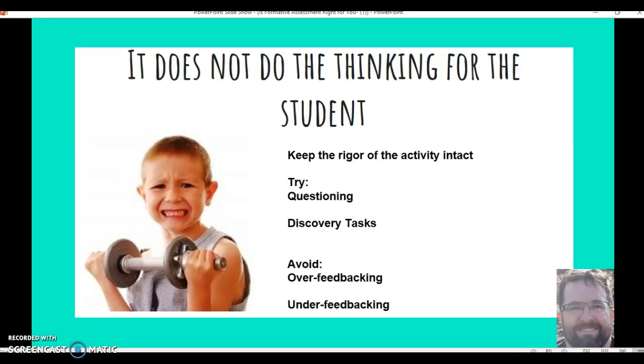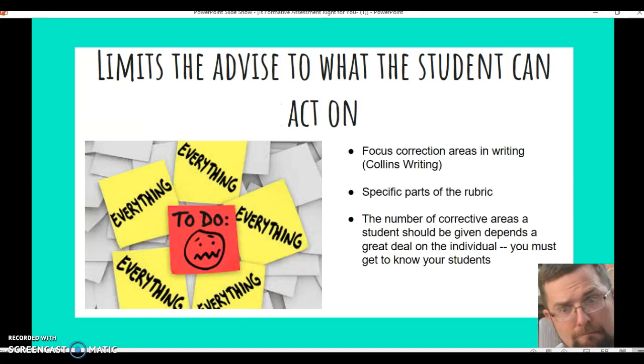Here are some suggestions. Try questioning the student and try offering discovery tasks. If the student makes the connection him or herself, the growth will be much better. Avoid over-feedback and under-feedback. Limit the advice to what the student can act on. Focus correction areas in writing will help teachers who have to teach writing, and we all do that.